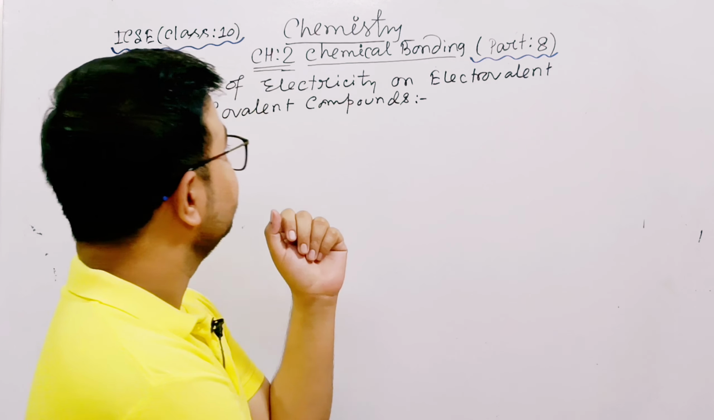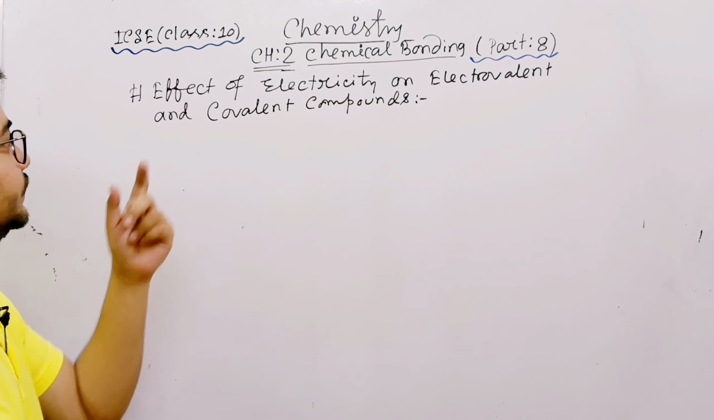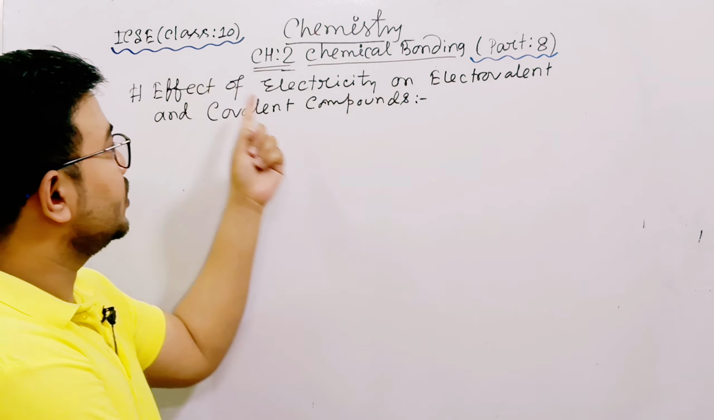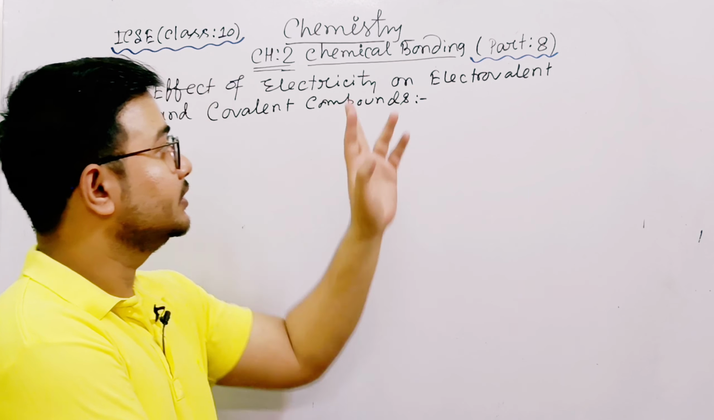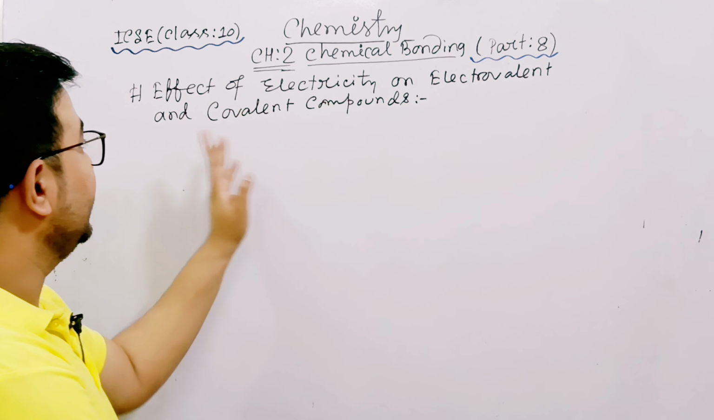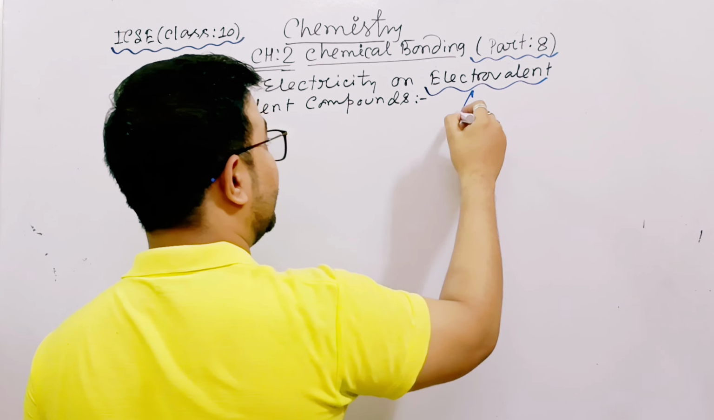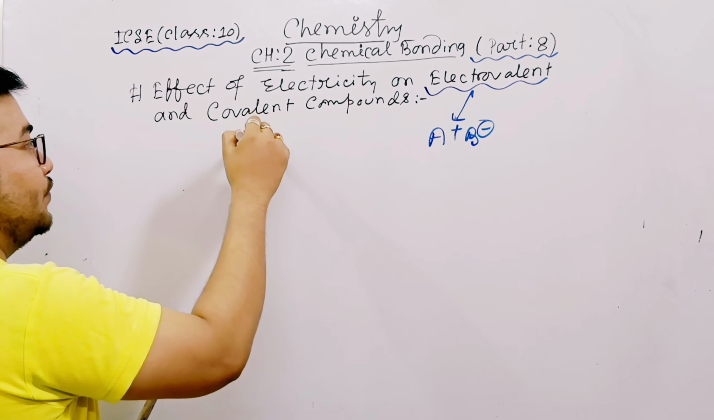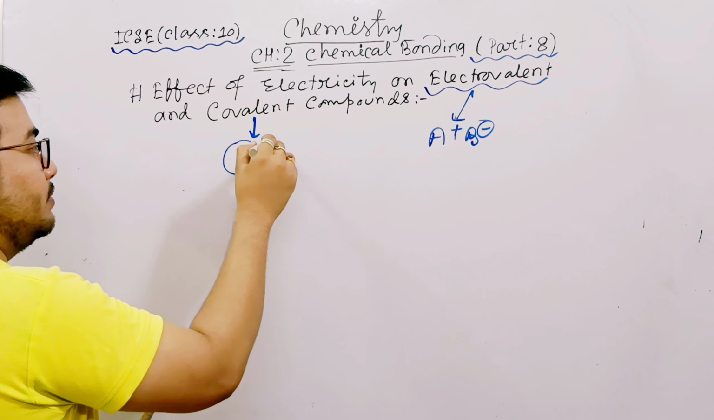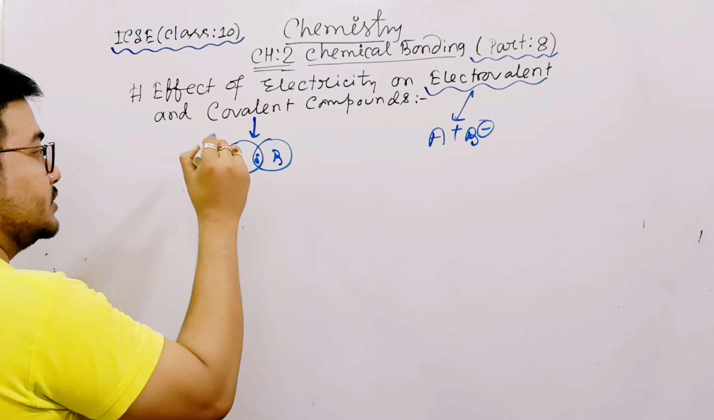Okay, so come, today we have the first topic: effect of electricity, that is current, on electrovalent and covalent bonds. All of you know what an electrovalent bond is. An electrovalent bond means two ions are there. What is a covalent bond? When they form a shared pair of electrons, A and B, these two are electrons.